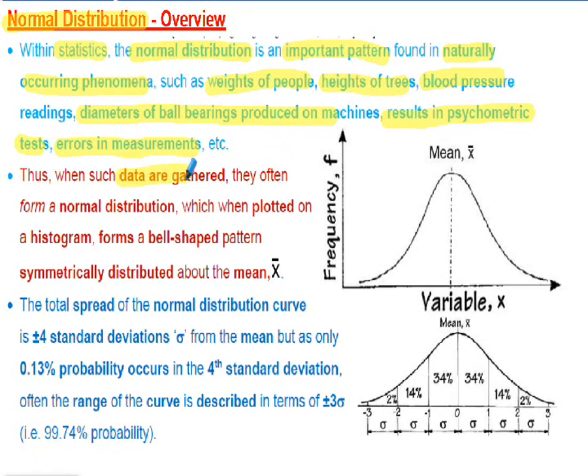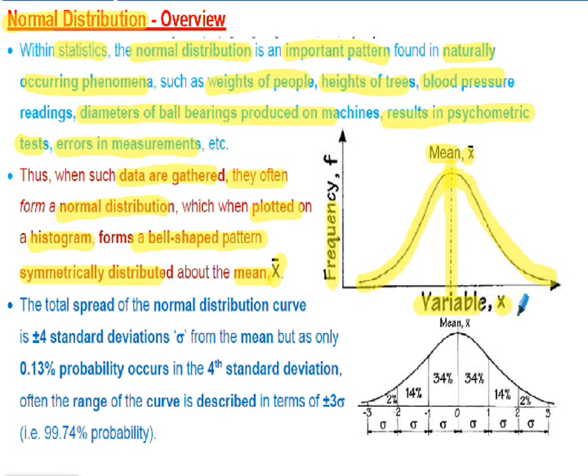When such data are gathered, they often form the normal distribution, which when plotted on a histogram forms a bell-shaped pattern that's symmetrical about the mean, the x-bar value. In this diagram, here's the mean, the x-bar value in the middle, and we've got a symmetrical bell shape about the mean.